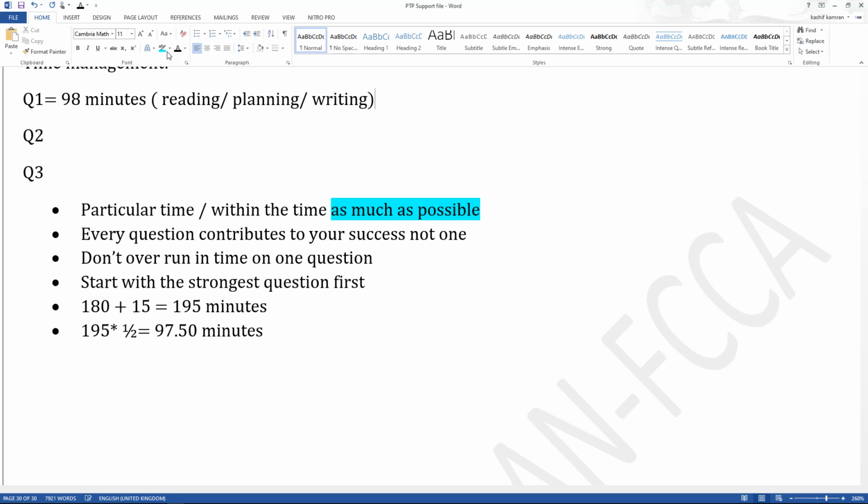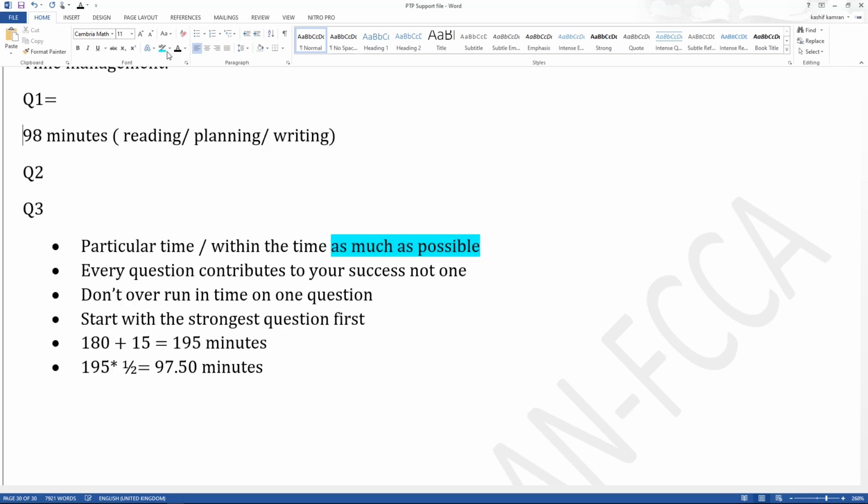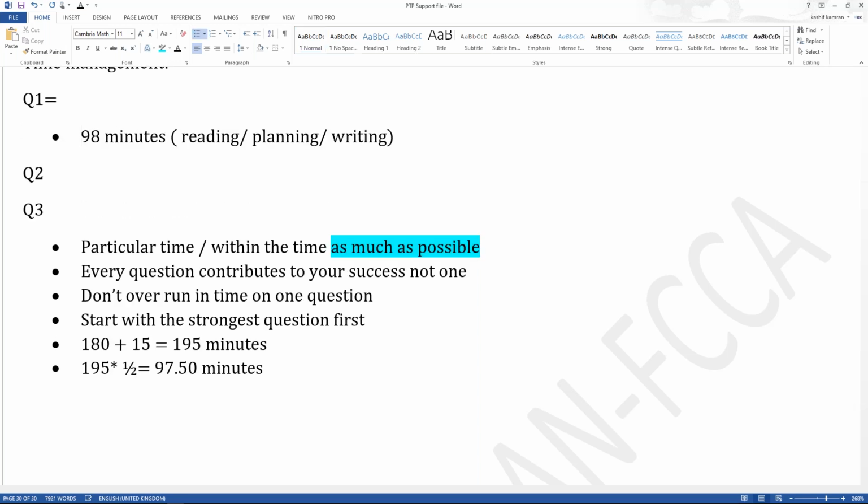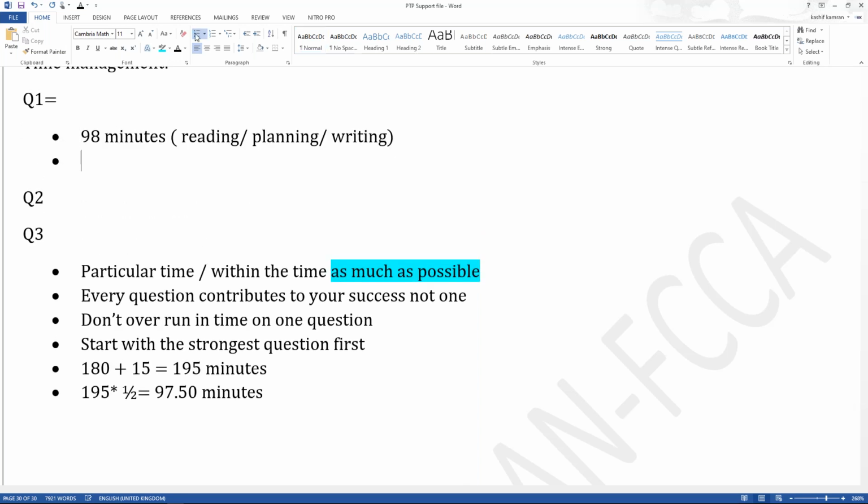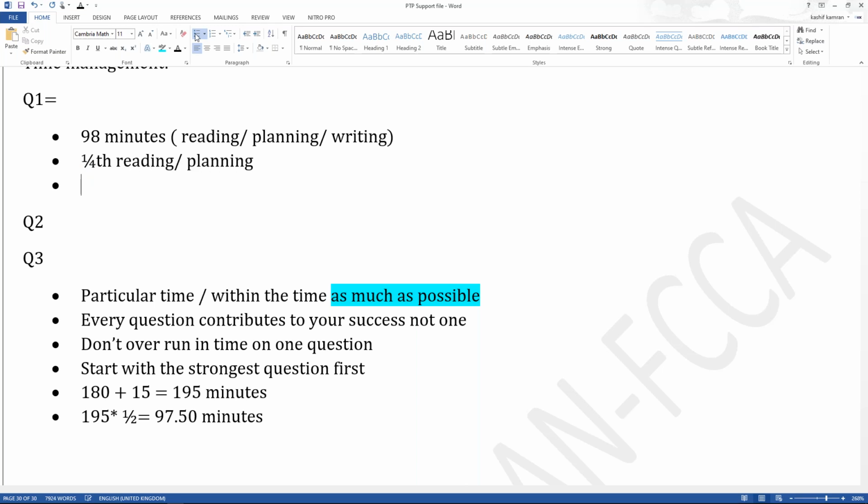Now, I have given this rule of thumb to everyone so many times in my webinars. I might be repeating it, but I should repeat it because there might be many new students. Out of the 98 minutes, one fourth is the time you spend on reading and planning, and three-fourths you spend on writing in the exam. This is an ideal threshold given by ACCA. So one-fourth of the time should be spent on planning.